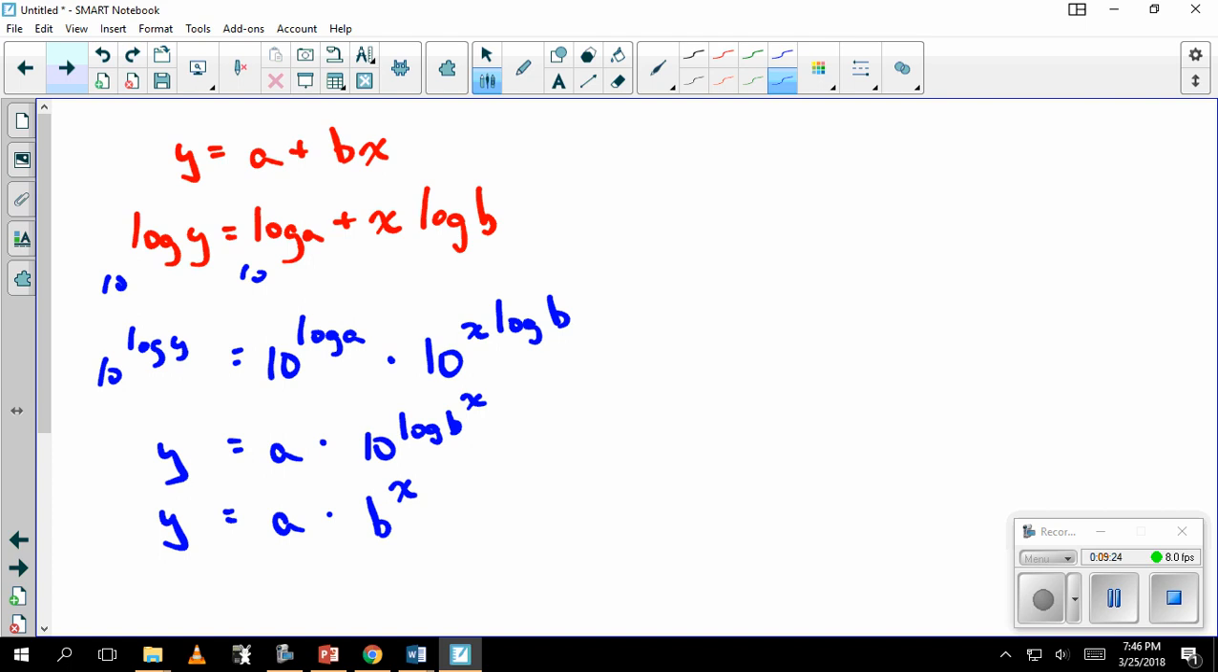Now I know that was fast and furious. The thing I wanted you to see is going through how we could take functions like a power function or an exponential function, use logarithms, and trick them into looking linear.